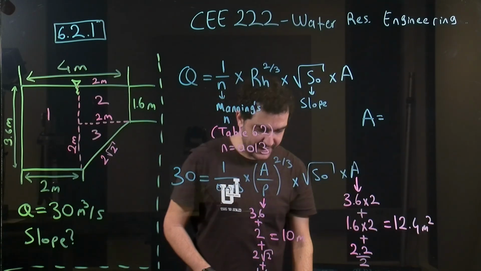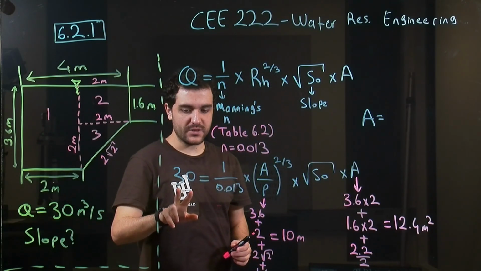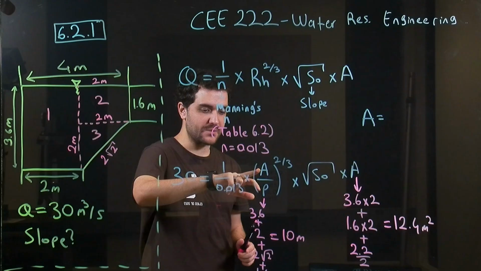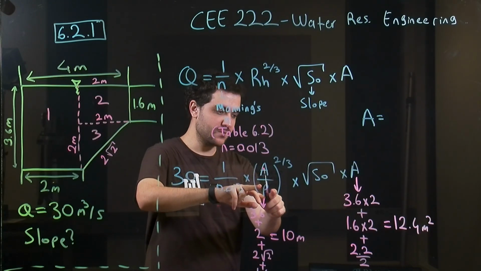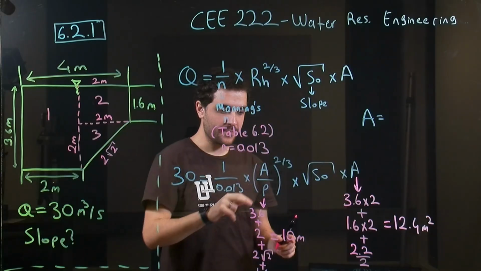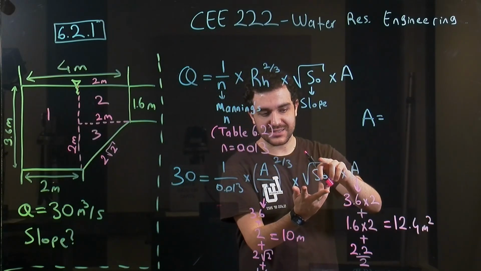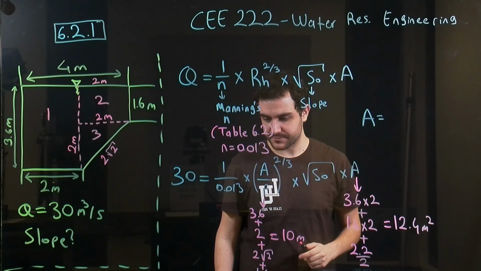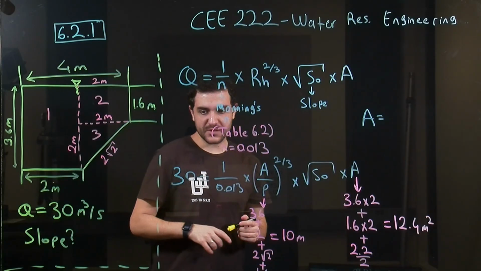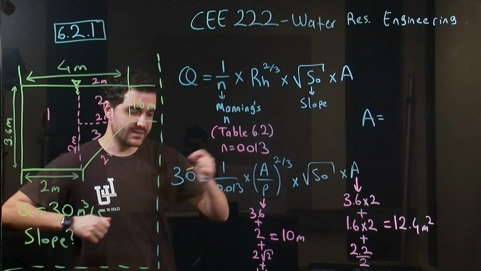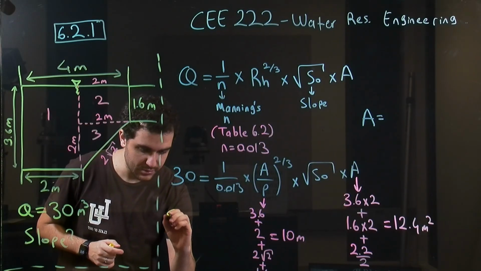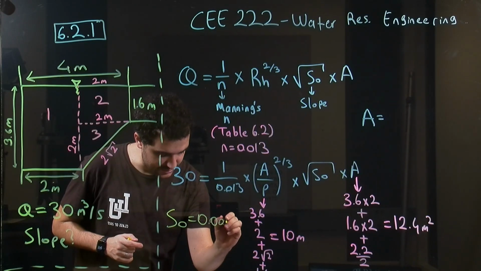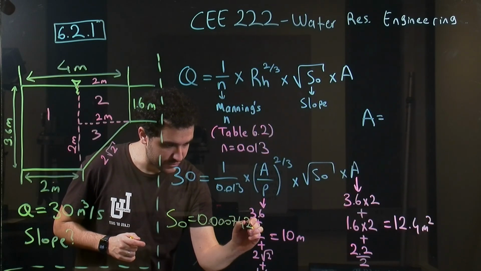So here we actually have everything we need. We already know the flow rate, we have Manning's n value, we have hydraulic diameter, which is A over P, which is 12.4 over 10, times the only unknown, the channel slope, in a root square, and finally we have area. And if you use your calculators, you will get channel slope as 0.000742.